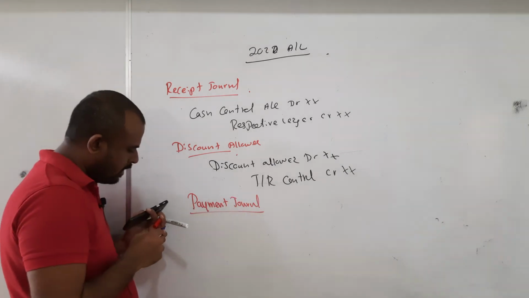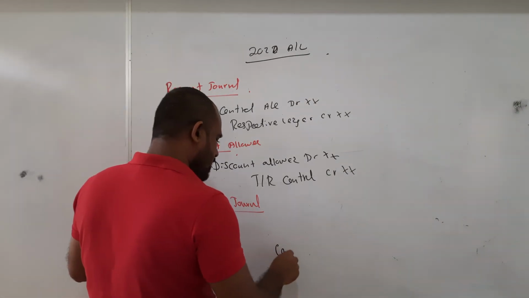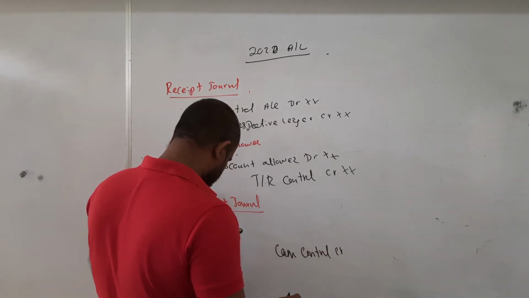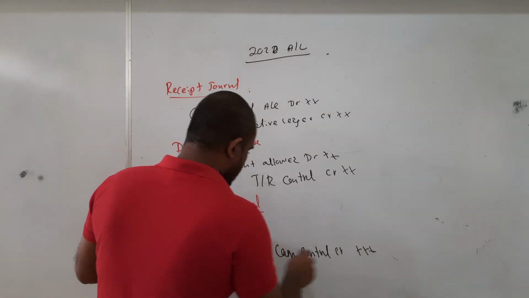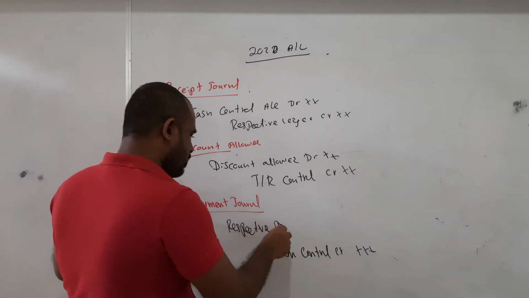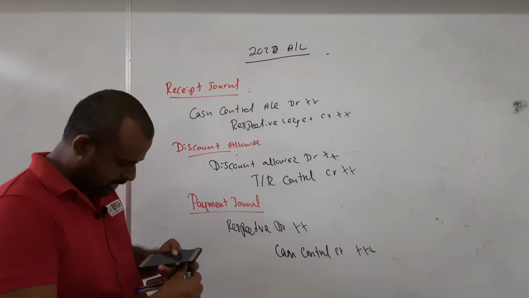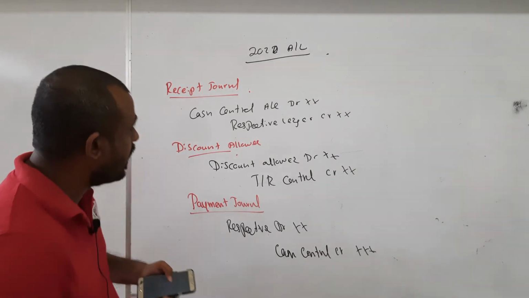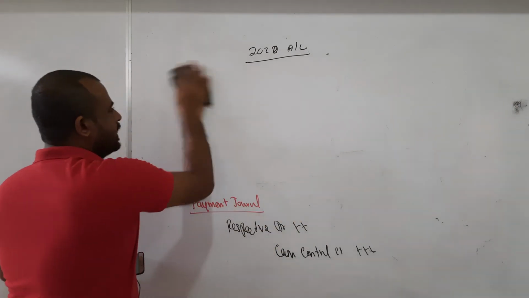For the payment journal, all the cash payments are supposed to be credited to the cash control account. So you credit the cash control account, and the respective ledger accounts need to be debited. All the payments must be debited to the respective ledger accounts. What next? Total of the discount column in the payment journal. What discount column is available in the payment journal?